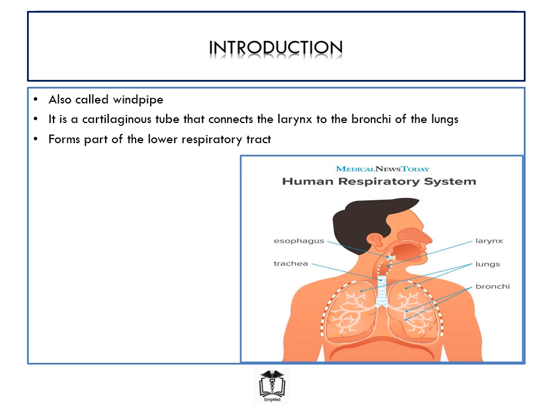Starting with the trachea, it is also known as the windpipe. It is a cartilaginous tube that connects the larynx found at the throat with the bronchus found at the thorax, and it is part of the lower respiratory tract alongside structures like the lungs, the bronchioles, and the bronchus.